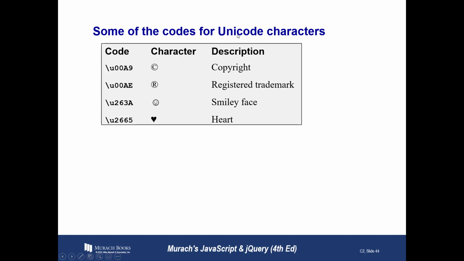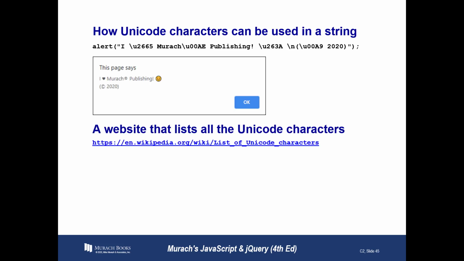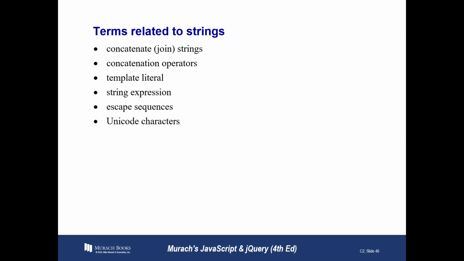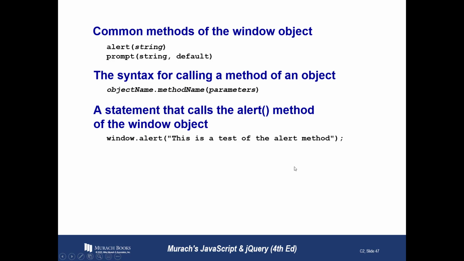Unicode is a character set. One of the things that we learned when we had the HTML portion of this class was how to say charset equals UTF-8. That basically said we were using the Unicode character set, which has well over 100,000 characters that you can use. All right. So we've just talked a little bit about concatenation, or joining two strings together. We looked at concatenation operators, the template literal, string expressions, escape sequences, and a little bit with Unicode characters.